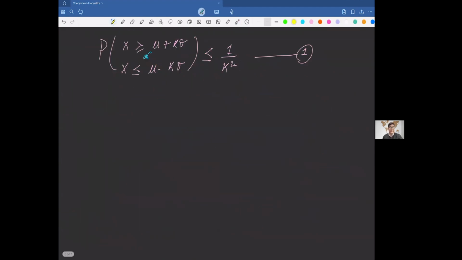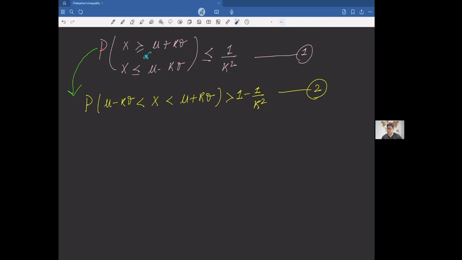Now let's write the second equation. And what is my second equation? This is my probability of mu minus k sigma less than x less than mu plus k sigma, which is greater than 1 minus 1 by k square. Let's call this equation 2. So let's understand how I have gone from this to this. Some of you are confused about how I have made this jump, right? So let me elaborate and explain it simply.